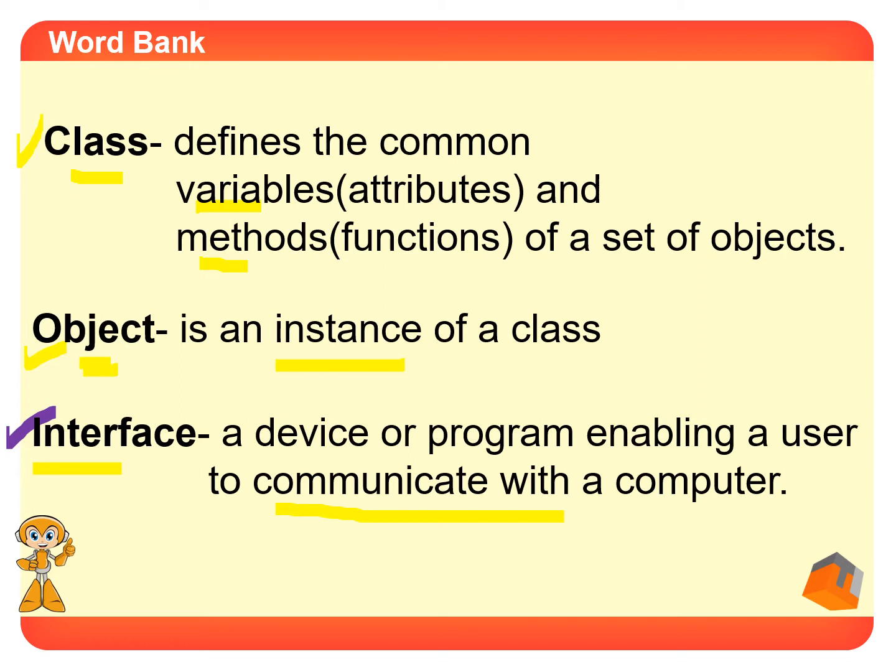What is a class? It defines the common variables and methods of a set of objects. What is an object? It is an instance of a class. Classes and objects are basic concepts of object-oriented programming language. A class is a user-defined blueprint or prototype from which objects are created. It represents the set of properties or methods that are common to all objects of one type.